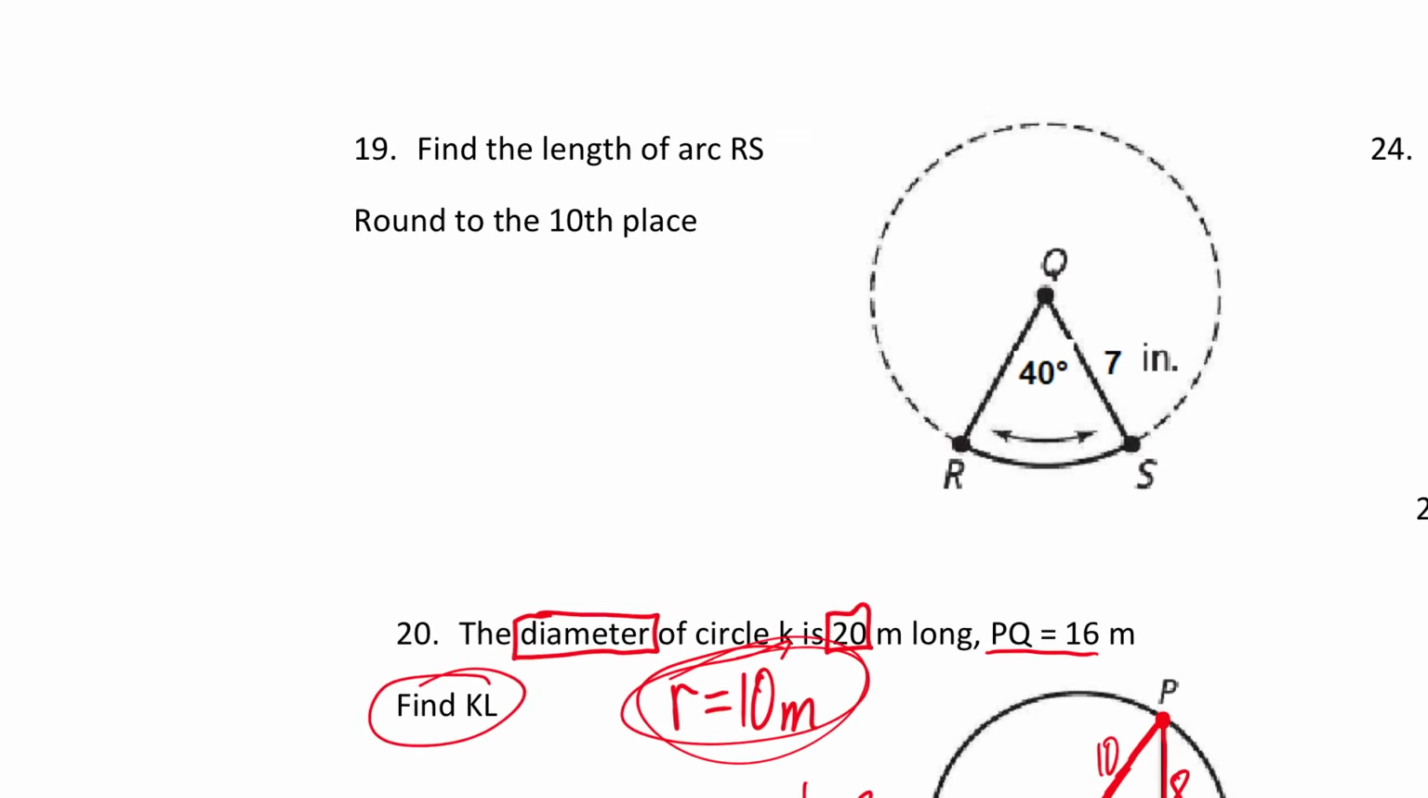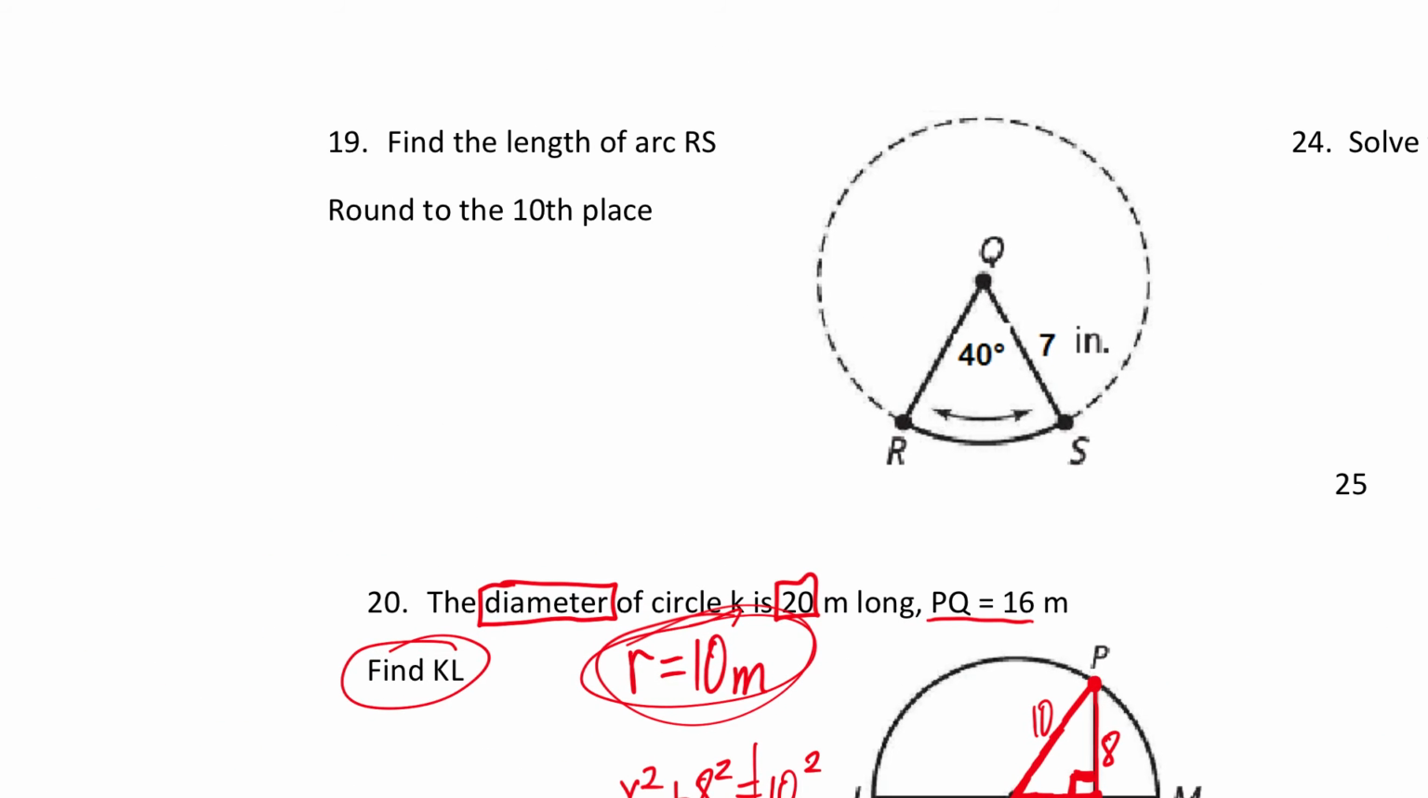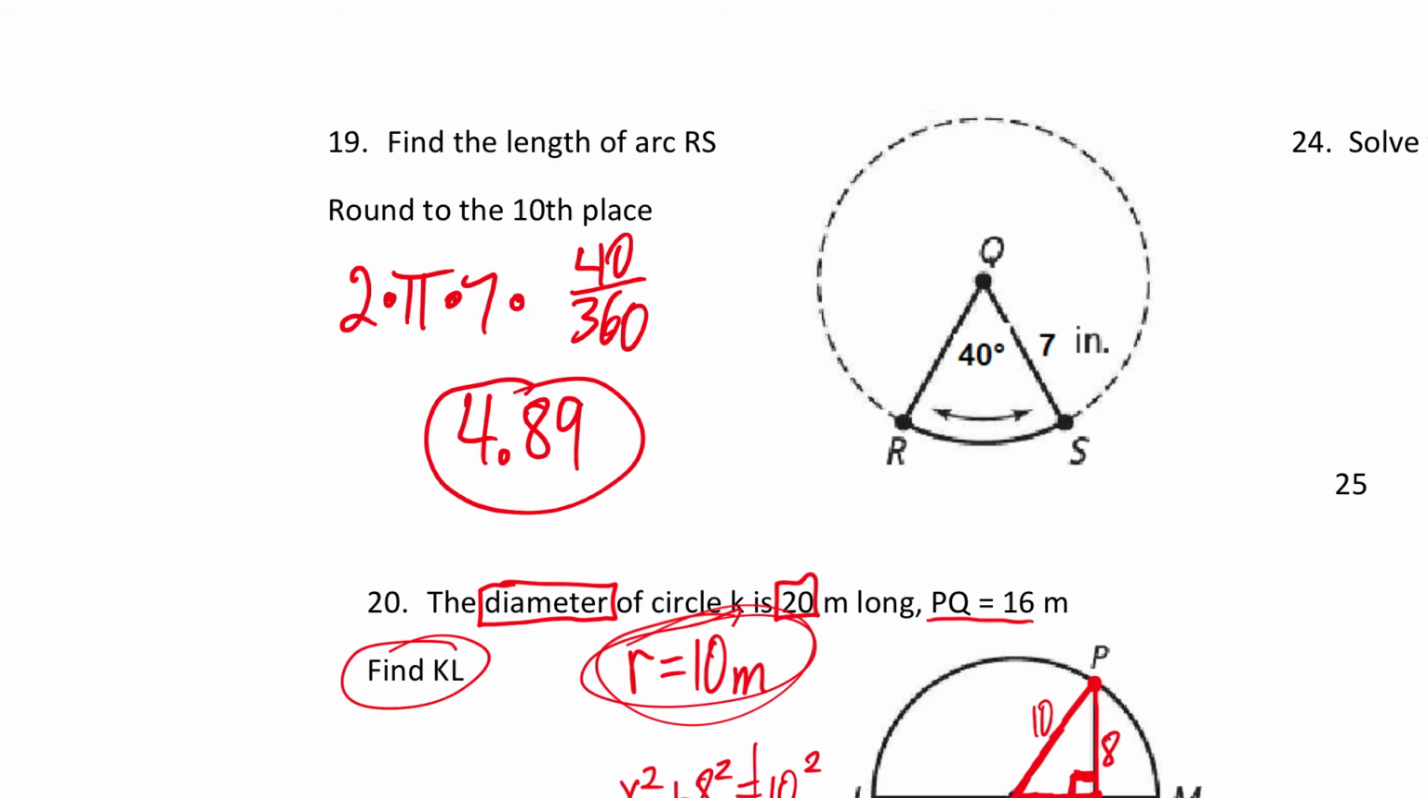Okay, on the back. So on this one, you're just finding the length. So it's that same formula, 2 pi r times m over 360. So on this one, it's going to be 2 pi times 7 times 40 over 360. Okay, 4.89. Now, so on this one, the answer is 4.89.